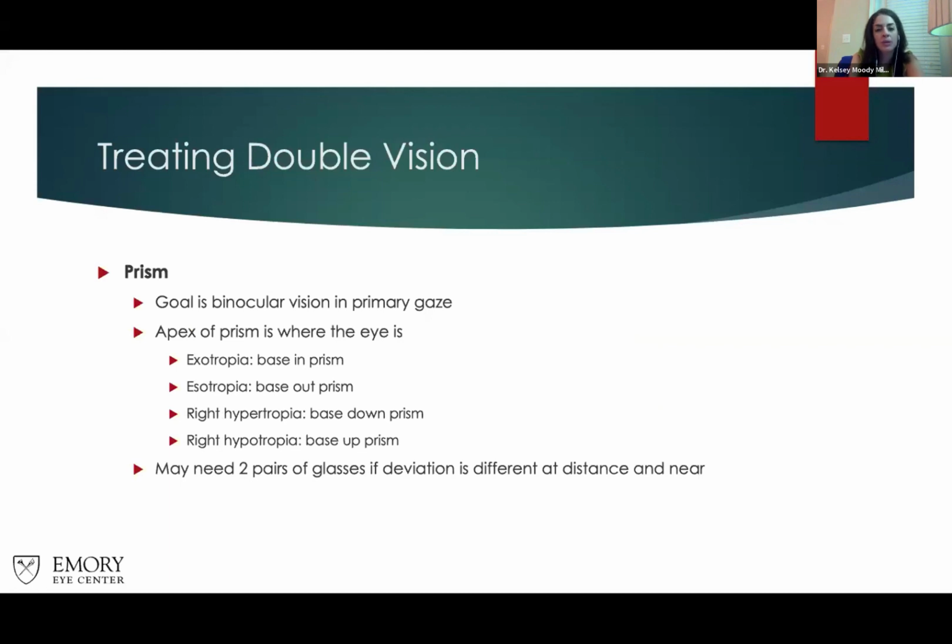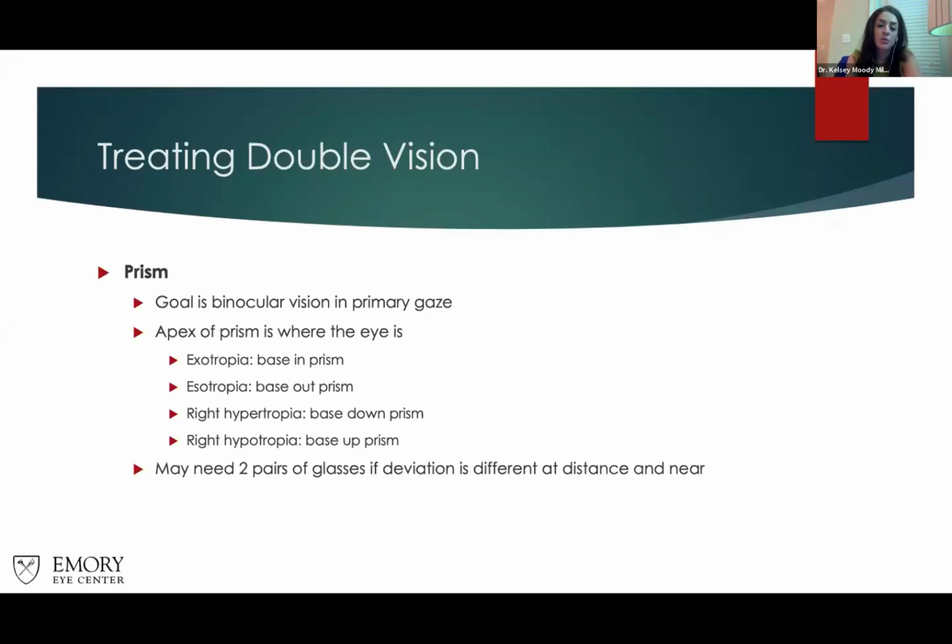So our goal with prism is to really create binocular vision in primary gaze, meaning when the patient looks straight ahead. And oftentimes this means that when they look to the right or the left, they may still be diplopic. So we teach the patient that they may have to turn their head instead of moving their eye to the side. That's very common. Our goal is always straight ahead at distance and straight ahead for reading.